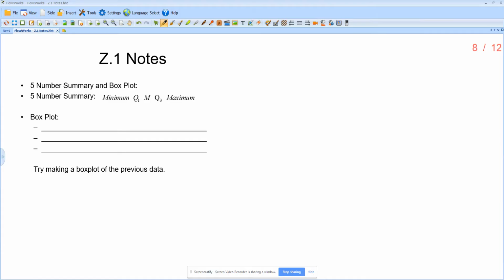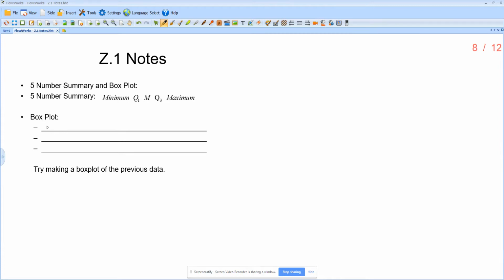So next, a 5-number summary and a box plot. Your 5-number summary is just 5 pieces of information that give a lot of data about your set. So it's the minimum, then Q1, the median, M, Q3, and the maximum. Remember that this M is not mean. Mean is X bar. And what we're going to do with this is make a box plot.